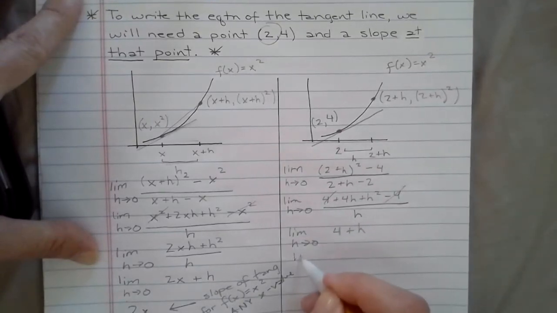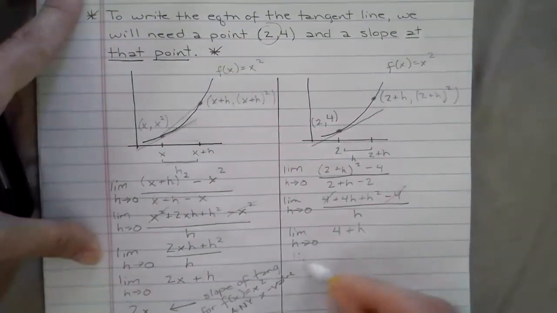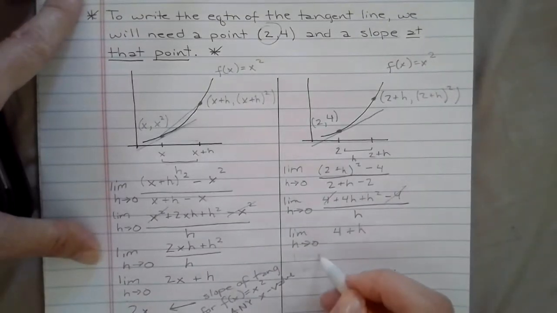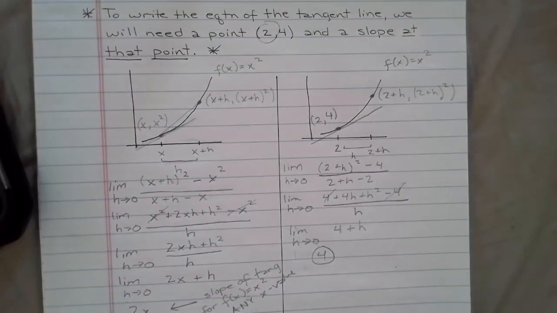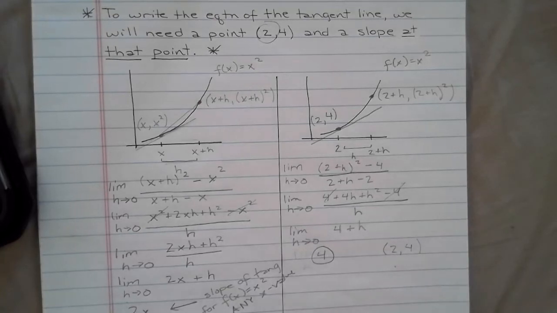And when we apply the limit, look what we get right there. Once you apply the limit, you don't need to write limit. I'll just apply it here. Plug in a 0 for h, and the limit is 4. What that means is this is the slope of the tangent line at the point 2,4. And that's what we found out before. It's the same slope we got.